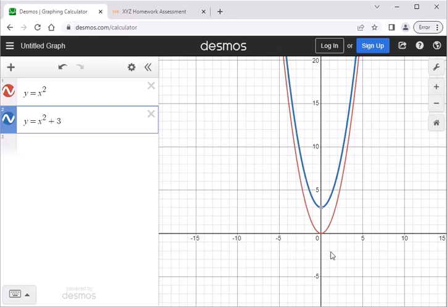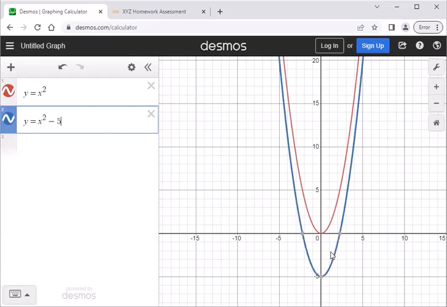Okay, yeah, it moved up, right? And specifically, it moved up the amount that we added. So what would you predict a function would look like if I were to subtract, let's say, 5? What do you guys think it would look like? Yeah, 5. Perfect. Yep, let's see. Yep, that's what happens. Okay, so whatever number you add or subtract to the end of your function, that's going to shift it up or down.